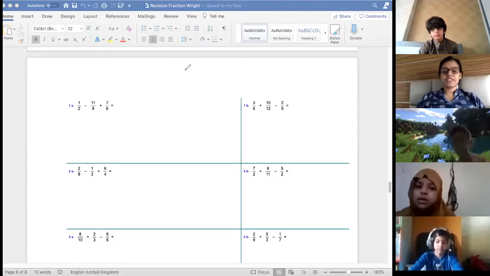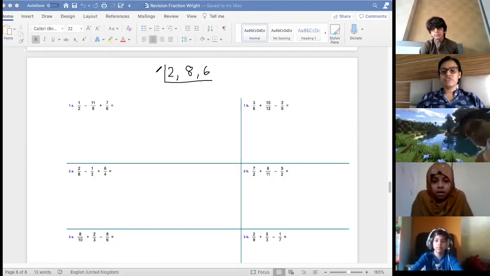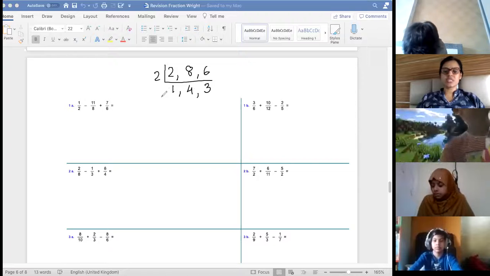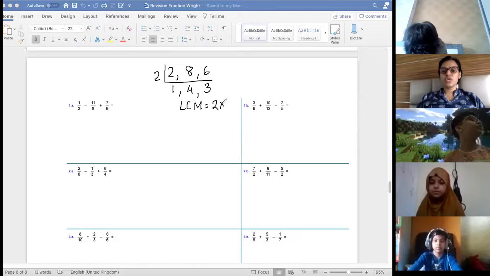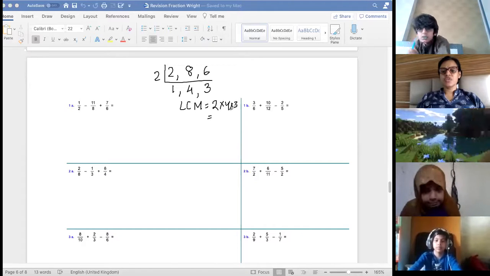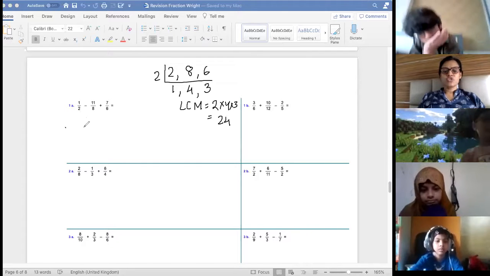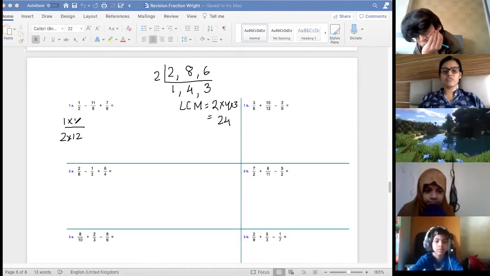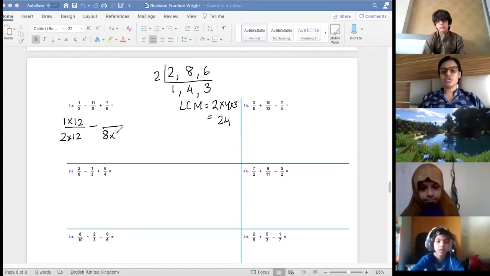Now 2, 8 and 6. So I have to find LCM of 2, 8 and 6 because I have to find the denominator same. So 2 1s are 2, 2 4s are 8 and 2 3s are 6. Now I don't have a common thing. So LCM is equal to 2 into 4 into 3, which is 24. So 6 4s are 24. So my LCM is 24. So 2 ko I will multiply by 12 to make it 24. So 1 also I have to multiply by 12 with a minus sign. 8 into 3 is 24.